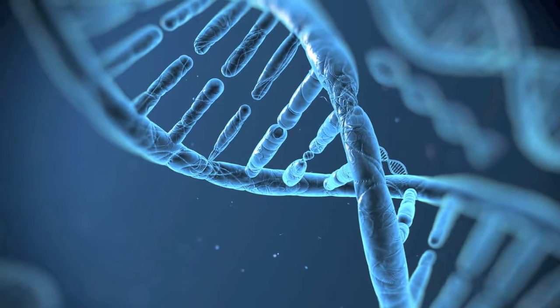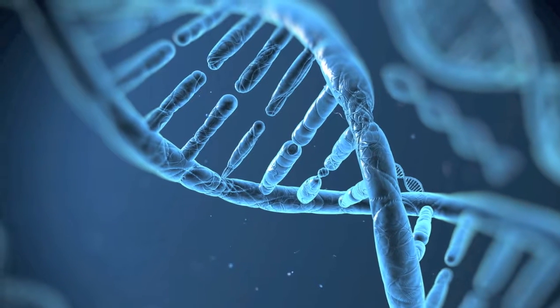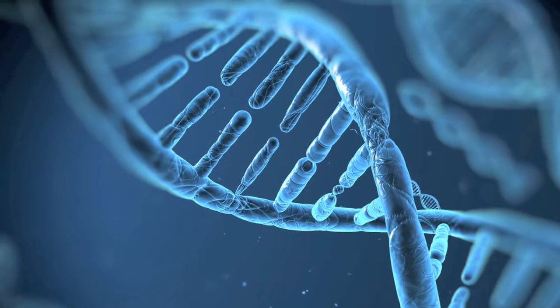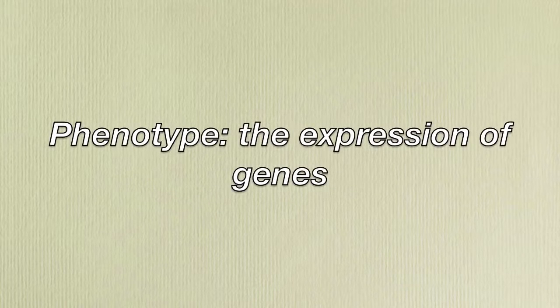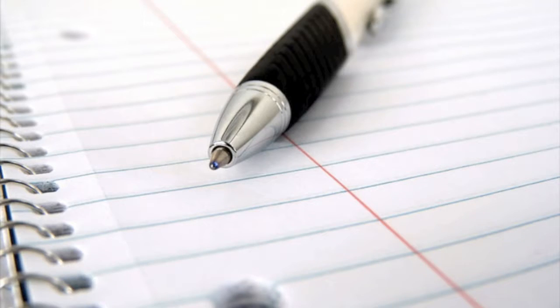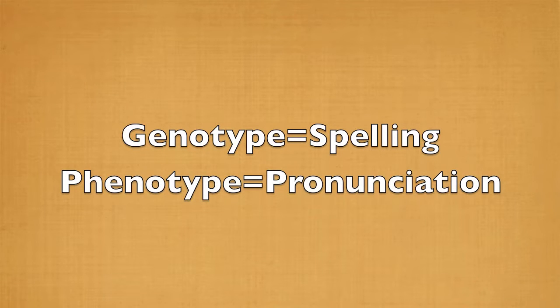Since we are discussing genes, let's go over a couple of definitions: genotype and phenotype. An organism's genotype is its particular coding of genes. An organism's phenotype is the expression of those genes. Think of mutations in terms of writing an essay. When we write an essay, we are bound to make some grammatical and punctuation errors here and there. We can think of genotypes and phenotypes based on how we spell and pronounce words.